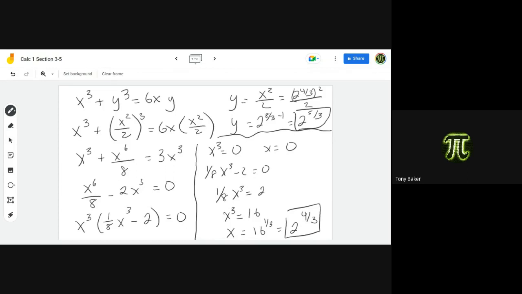So you have to go back to remembering solving equations. These are just like a quadratic. Get everything to one side and factor things out. Once you got everything to one side, we could pull out the x to the third, and then we solve each piece. Okay?